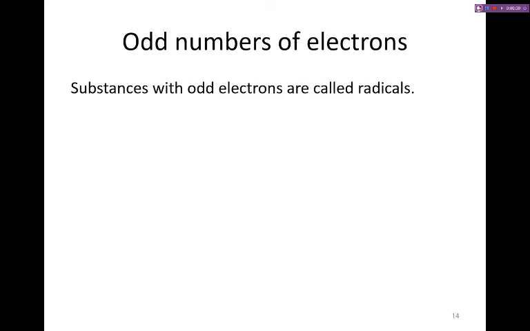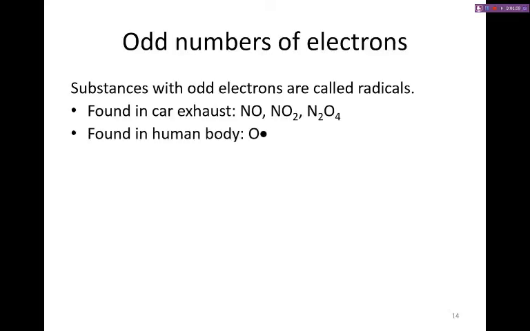First is odd numbers of electrons. Substances with odd numbers of electrons are often called radicals or free radicals. You can find these in molecules that are produced from car exhaust: nitrogen monoxide, nitrogen dioxide, dinitrogen tetroxide. You can also find these in the human body. The body has multiple processes that break molecular oxygen, O2, in half and split it up into oxygen with a single extra electron.